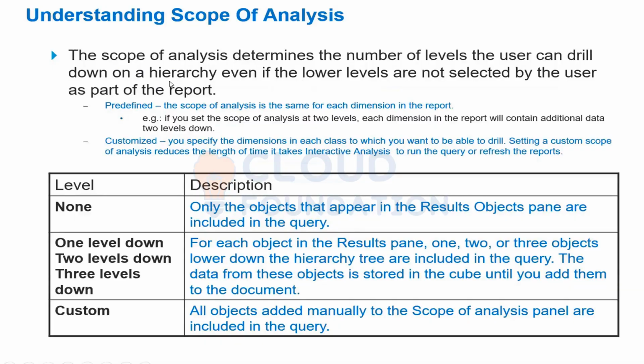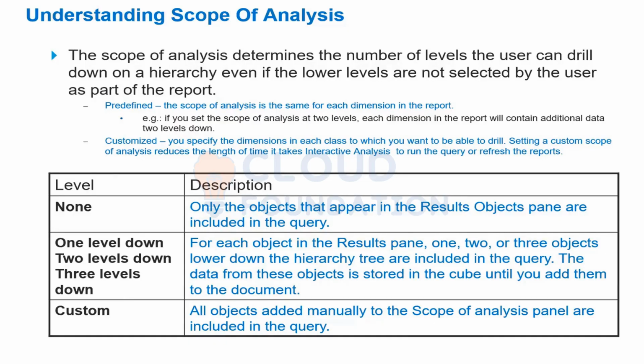The scope of analysis determines the number of levels the user can drill down on a hierarchy, even if the lower levels are not selected by the user as part of the report. There are some hierarchical objects in our database, like country. Under country there will be a state, under state there will be a city, and under city there will be a store name.